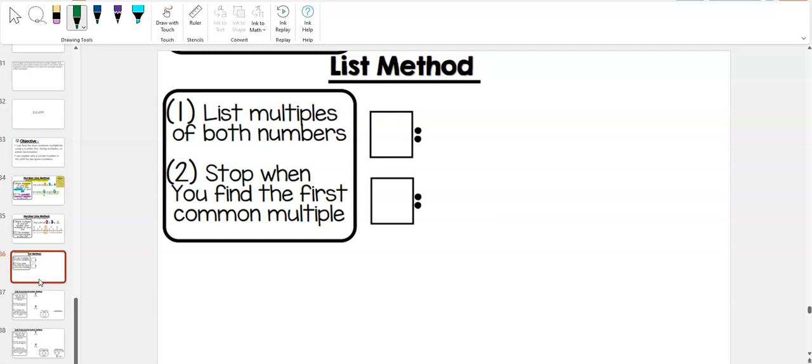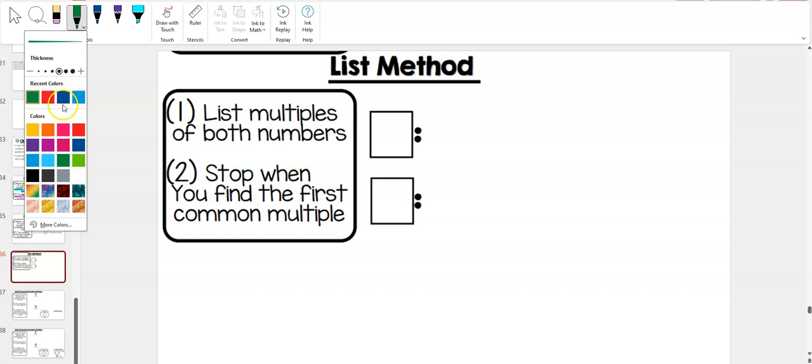Okay, so the next way that I'm going to teach you is just a list method. And this is the good old tried and true way that your parents are probably sitting there going, hey, this is the way that I did it when I was in school. Well, they're right. This is the way we did it.